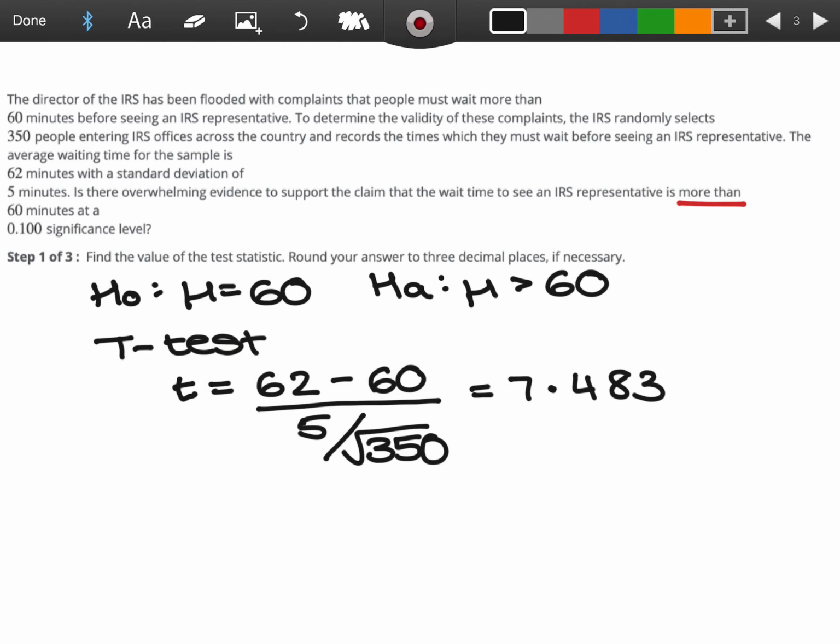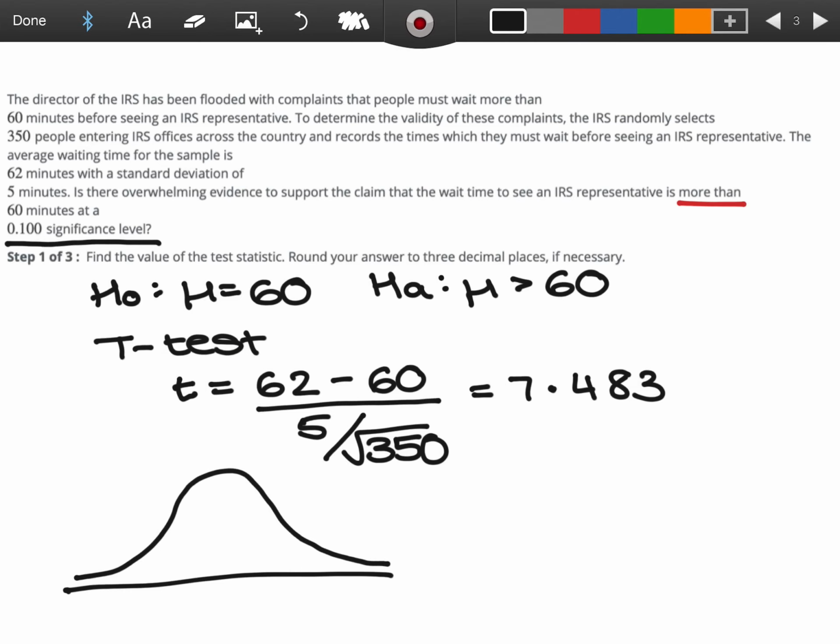Now you can go ahead and find the critical value. Here they're doing this at the 0.1 significance level. If you were to draw this out, it's a right-tailed test with a 0.1 significance level, so you would have 0.1 as your area under the curve to the right. Your critical value must be on the right of this curve because you've got a right-tailed test, which gives you an area here of 0.9.